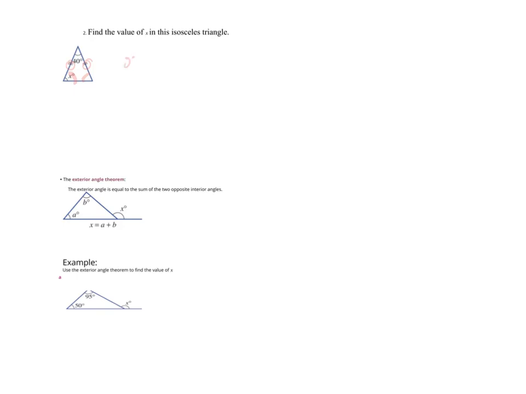So we have x plus, now that must be an x as well, so plus another x plus 40 all equals 180 degrees. What's x plus x? Well, that's 2x plus 40 equals 180. Okay, let's do some simple algebra here. So let's take the 40 away. And 180 take away 40 is 140 degrees. And we know that 2x is 140. So if we divide by 2, we know that 1x is equal to 70 degrees.